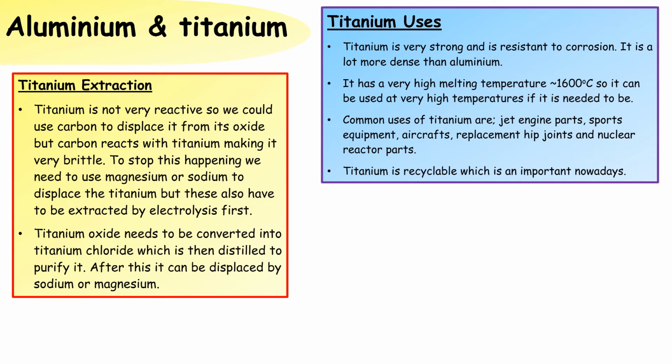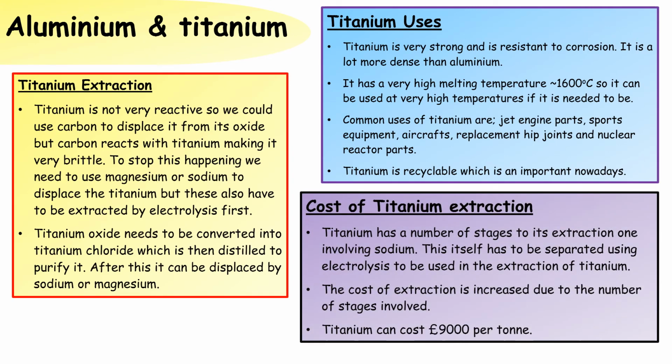Titanium has a range of uses because titanium is very strong and resistant to corrosion. It has a high melting point, and its common uses are in jet parts, sports equipment, replacement hip joints, and nuclear reactor parts. Due to titanium needing lots of stages to extract it, it is very expensive.